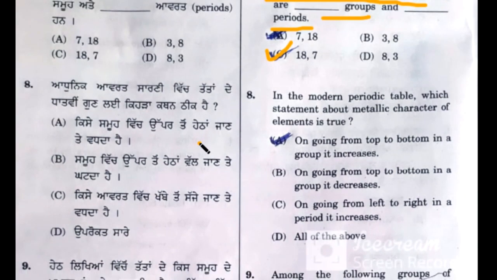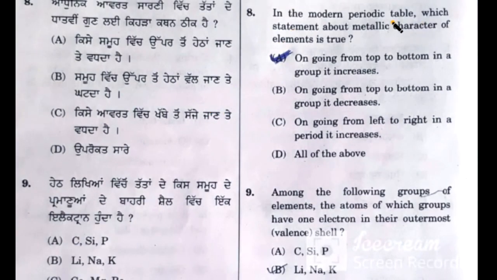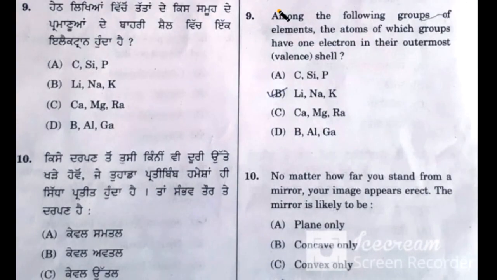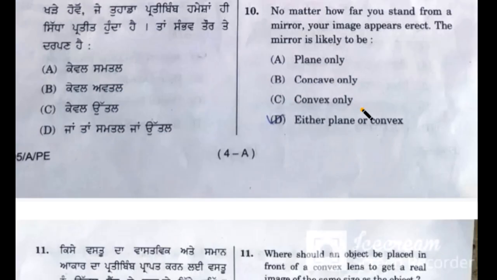Correct option is C. In the modern periodic table, which statement about the metallic character of elements is true? Correct option is option A. On going from top to bottom in a group, it increases. Ninth question. Among the following groups of elements, the atoms of which group have one electron in their outermost shell? The correct option is B, lithium, sodium, potassium.